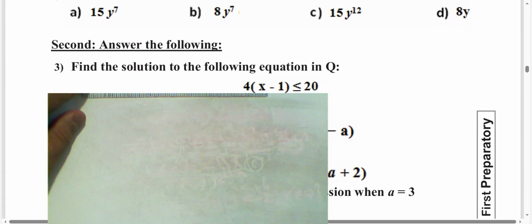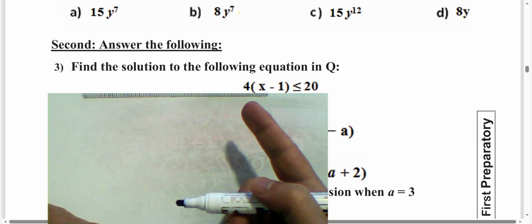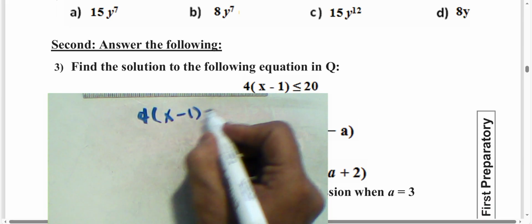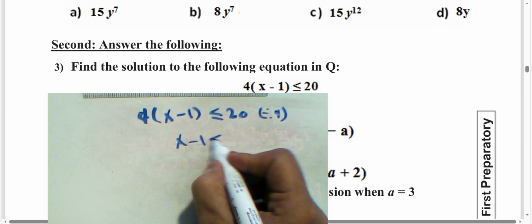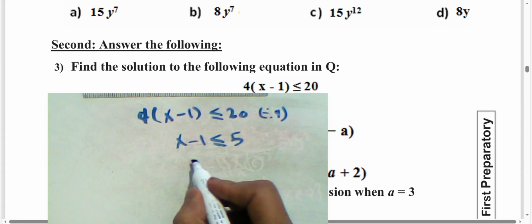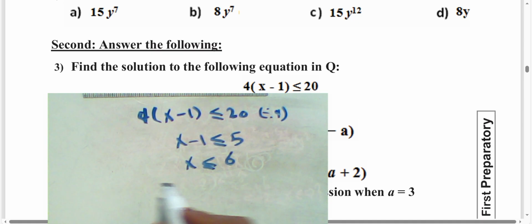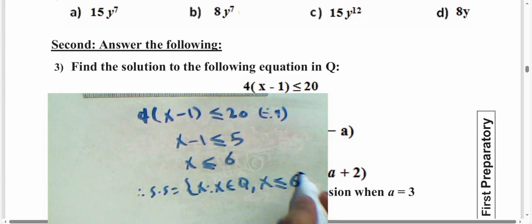Next question. Answer the following. Find the solution of the inequality in rational numbers. First step, we can divide by 4 to cancel the coefficient of the brackets. We have 4 multiplied by x minus 1 less than or equal to 20. x minus 1 less than or equal to 20 divided by 4 equals 5. Then x less than or equal to 5 plus 1 equals 6. In the solution set, x such that x belongs to rational numbers and x is less than or equal to 6.